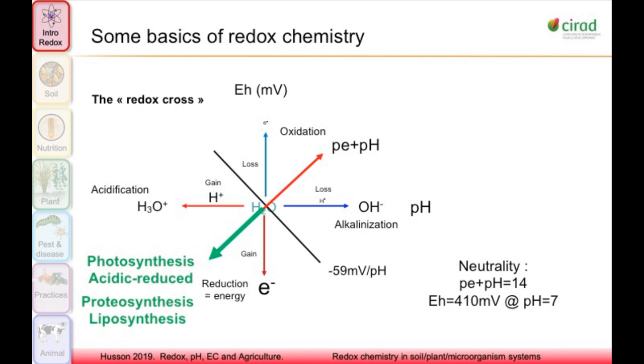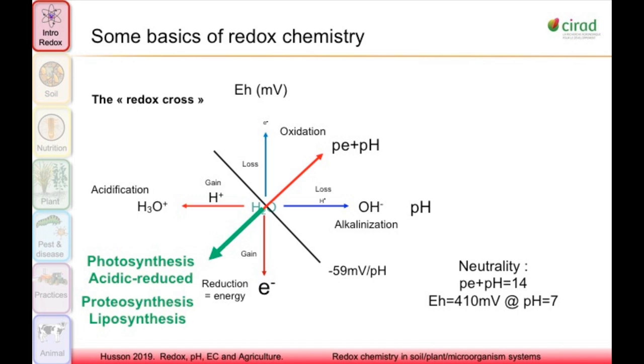Redox chemistry can be presented in a very ugly way with formulas and nobody would understand. We will make it as simple as possible. We have water, life is in water, so we put water in the middle. Water gaining protons is acidification. Water losing protons makes H2O minus H+, it's OH-, it's alkalinization. So we have the pH axis, the x-axis. We're just going to add another axis like this.